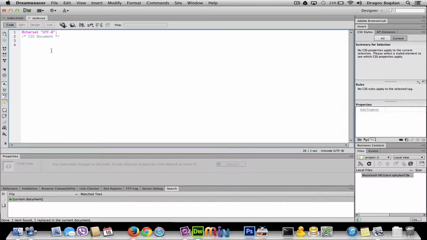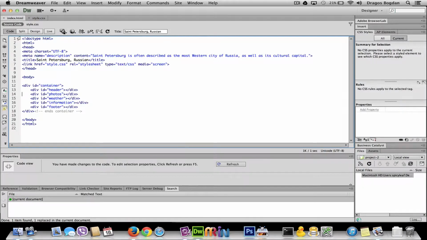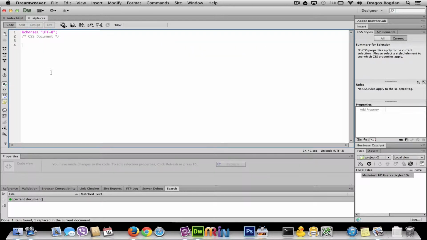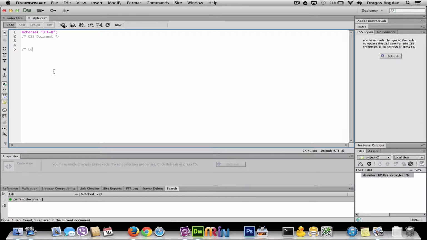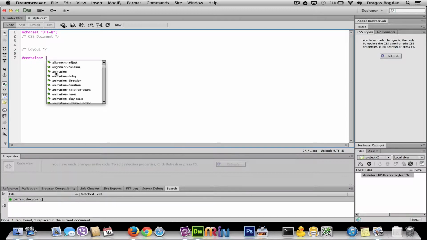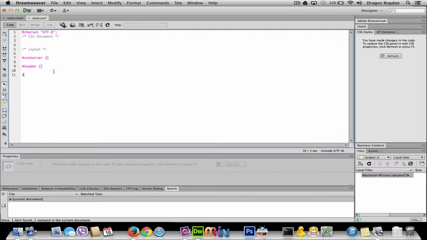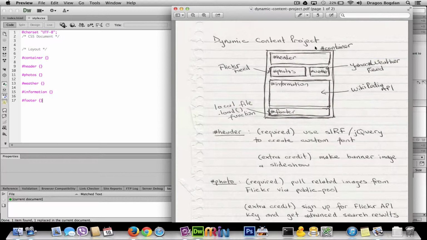All right, what do I have? First order of business is, well, I have all these elements. I should put them in here because this is going to be part of our layout. Cool. So I had container, header, photos, weather, information, and I think the last one was just footer. Let's see, did I get that right? Container, header, photos, weather, information, footer.